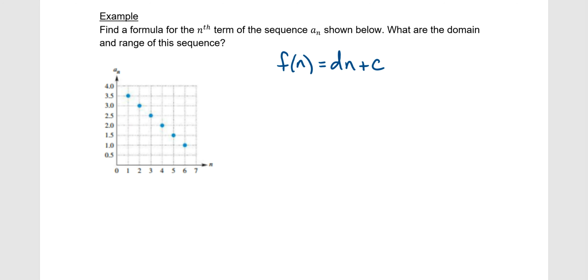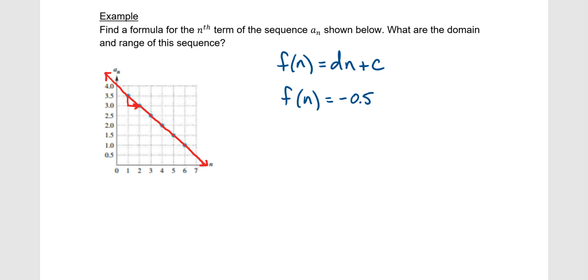So these are discrete points, but if we think of this as a line, the question essentially becomes, what is the equation of a line? So that's going to be f of n equals the slope of this line. If we go down and to the right, clearly the slope here is going to be negative because it's a decreasing line. And down and to the right, that's going to be down 0.5, and to the right 1. So the slope is negative 0.5 over 1, or negative 0.5. So that's the d value.